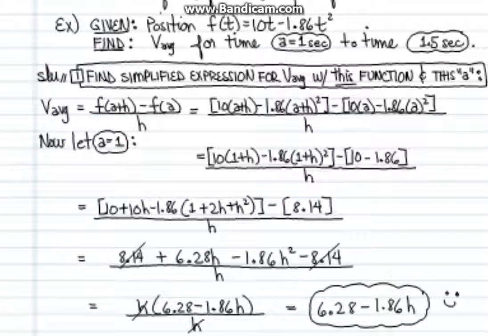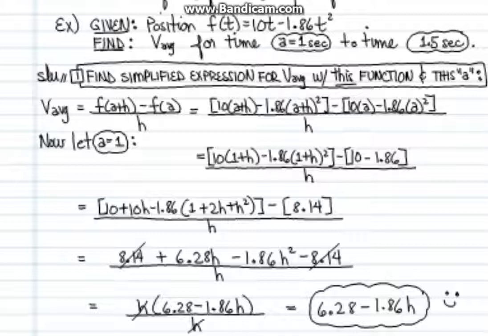Remember this example, video 33b, where we were given a position function for a particle, f of t equals 10t minus 1.86 t squared. We were asked to find the average velocity when the initial time, which we called a, equals 1 second and the final time was 1.5 seconds. Now I'm just interested in reviewing step 1.